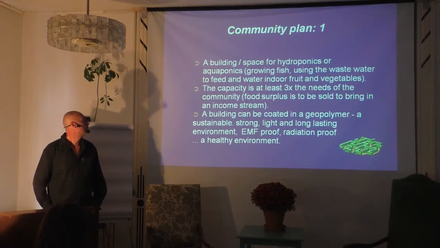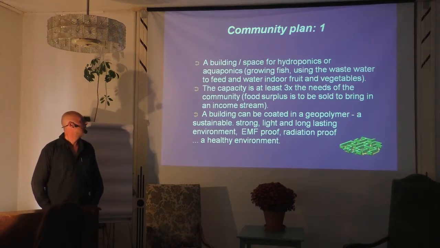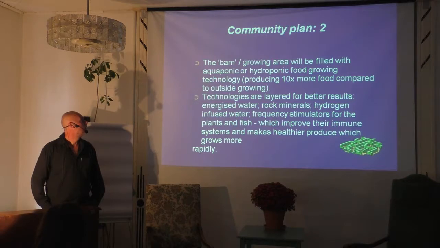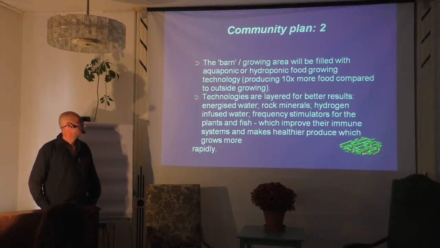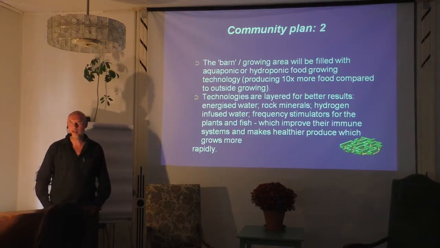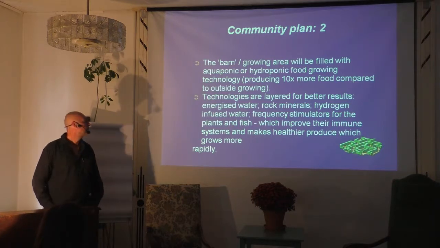So we've got our plan, which is a building space for hydroponics or aquaponics. The capacity is 3 times the needs. The building can be geopolymer coated. The barn can be fitted out with aquaponic or hydroponic food growing. And we know we can produce probably 10 times more food compared to outside growing. And this is before we start to think about the leveraging in of the other technologies. We're talking about mega abundance here.